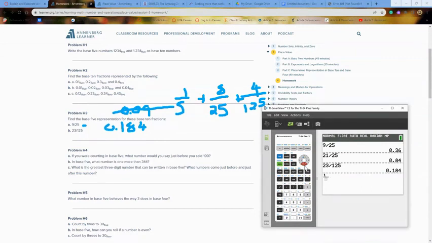So I have 1 over 5 plus 8 over 25 plus 4 over 125. And then I would get 69 over 125. I can also turn that into a decimal, and that would be 0.552.